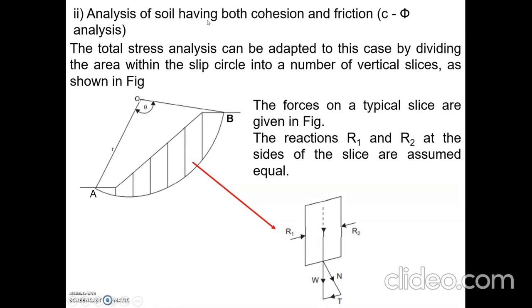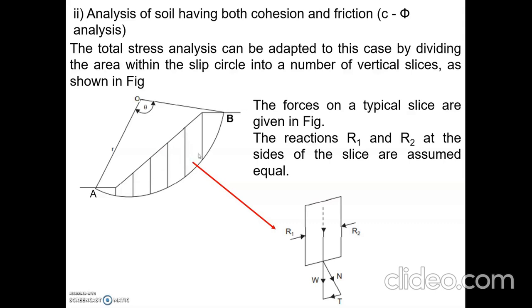Next, we will go through analysis of soil having both cohesion and friction, which is referred to as c-phi analysis. The total stress analysis can be adapted to this case by dividing the area within the slip circle into a number of vertical slices as shown here in this figure. Here we can see that the area within the slip circle is divided into vertical slices. This is slice number 1, 2, 3, 4, 5, 6 and 7. So there are altogether 7 slices being made.